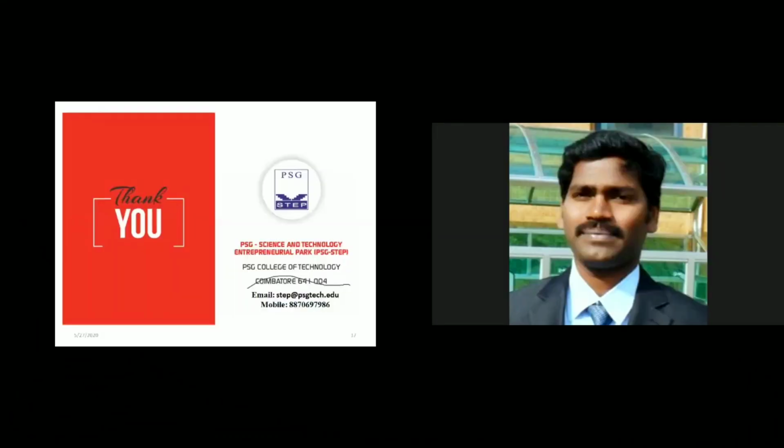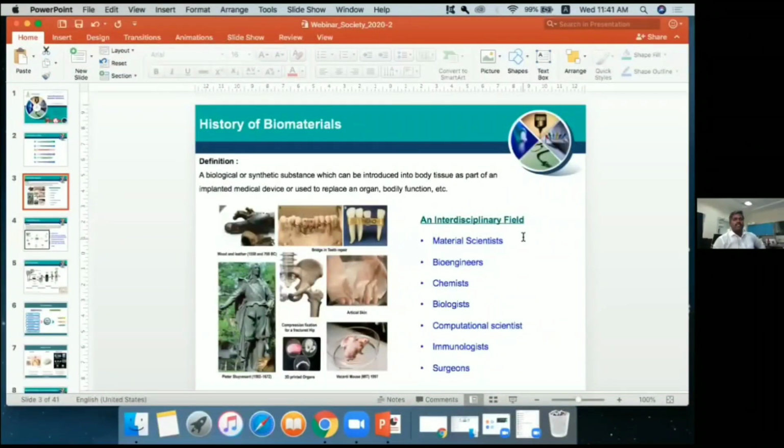History: it started very long before, in 700 BC. At that time, people used leather or wood, because sometimes in war, people might lose their limbs. So in that case, they prepared some kind of limb using wood material, and then they placed it using some kind of leather and sutured it.